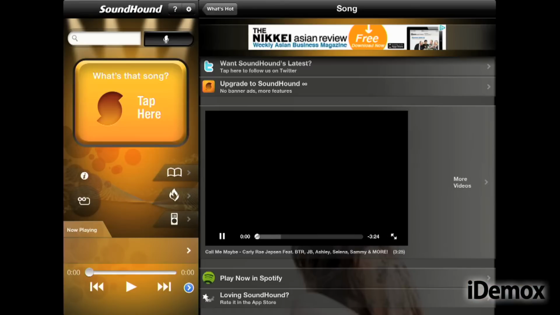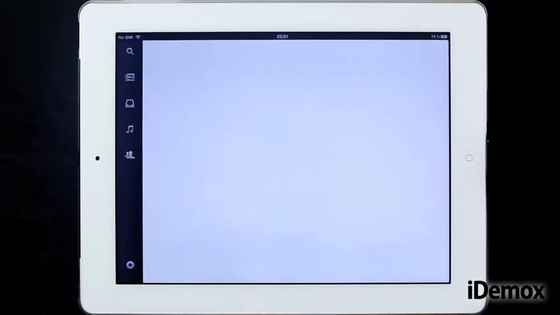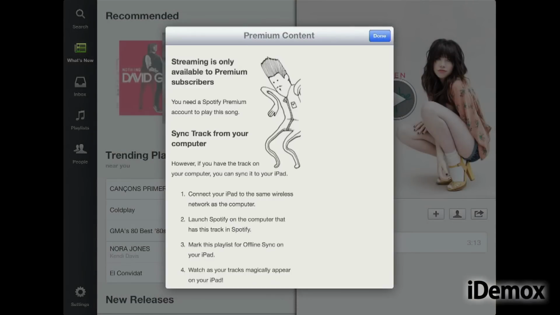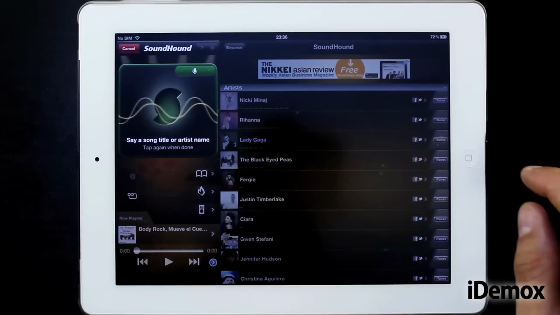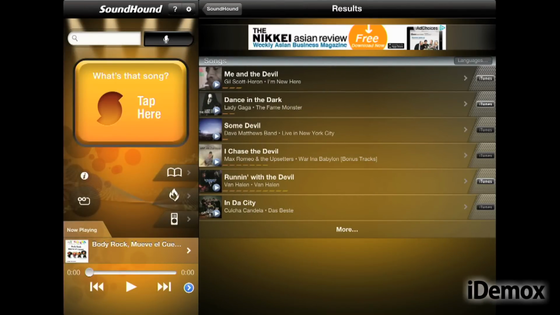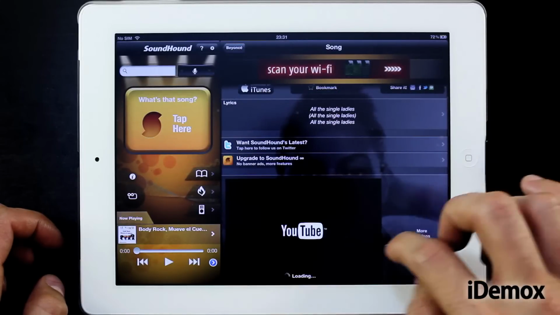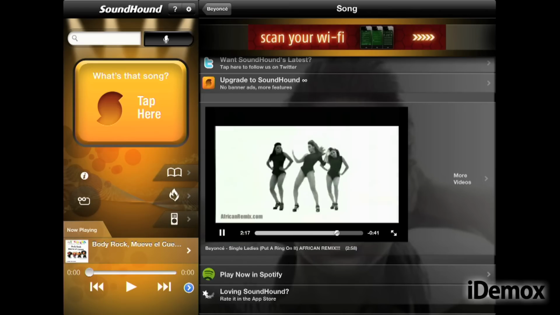If we want to listen to a complete song, we can do it through a Spotify link, but we'll need a premium account to do so. Shazam and SoundHound are two good applications and both do a great job. If given the choice, we wish we could also play whole songs. But that may be too much asking for a free application.